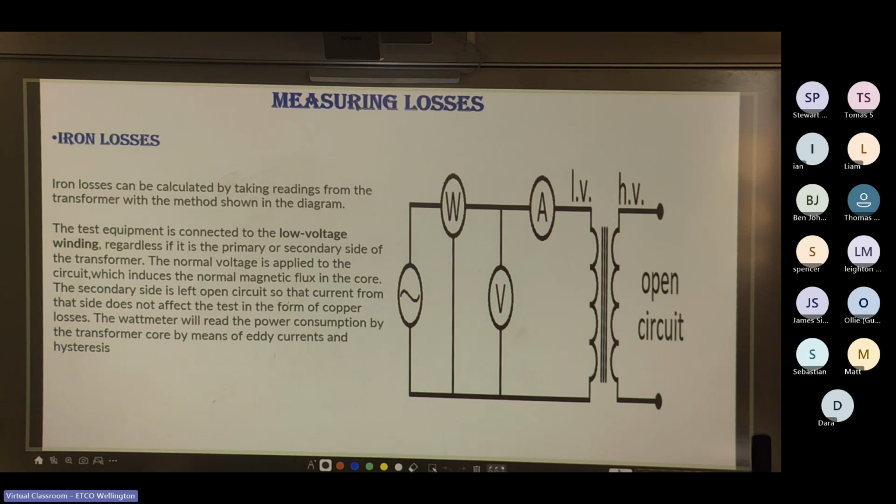Yeah, you've got the watt meter there, and in parallel with, well, it's more in series with the supply, a voltmeter and an ammeter connected correctly. That way we can measure the losses in power.